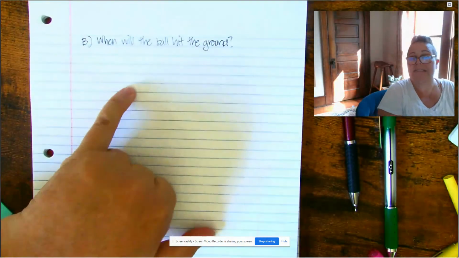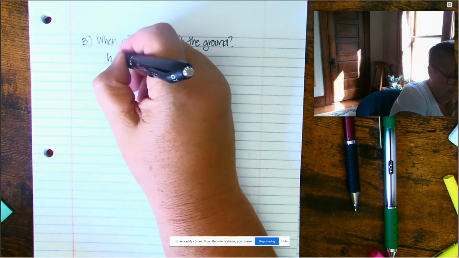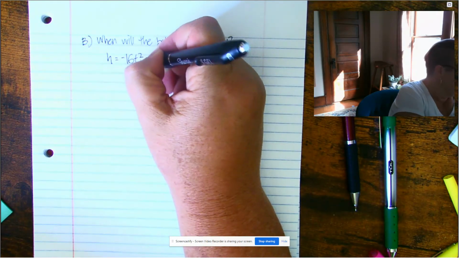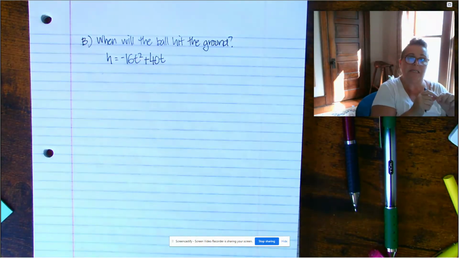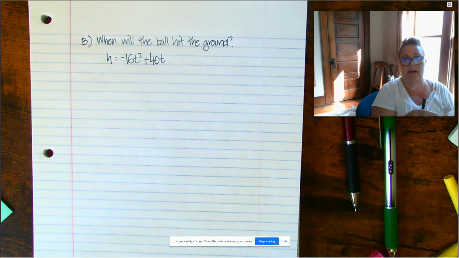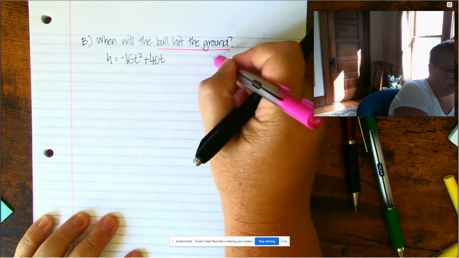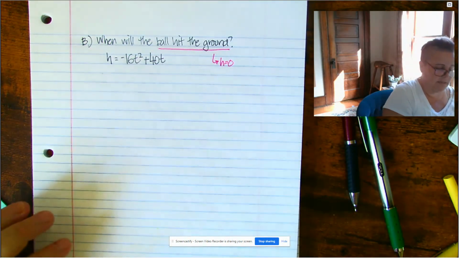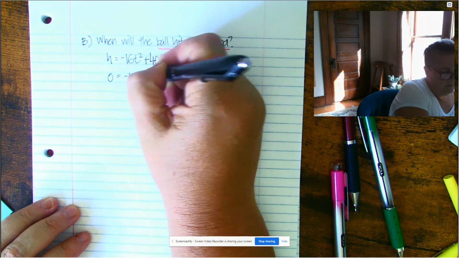All right. So using that same velocity, we're going to have the height equal to negative 16t squared plus 40 times t, so the velocity times t. But we need to think about what's happening when the ball hits the ground. When the ball hits the ground, our height is exactly zero. So we're really solving 0 equals negative 16t squared plus 40t.